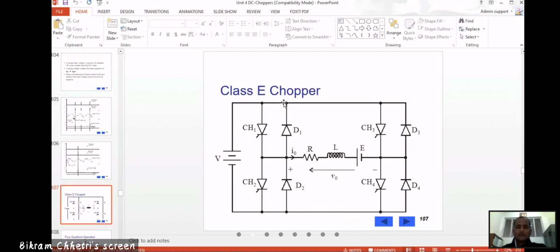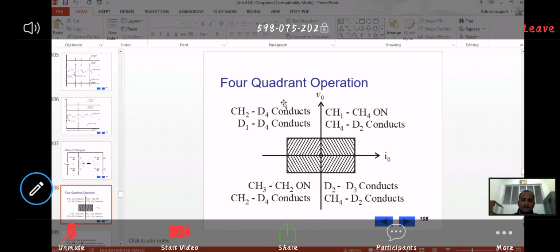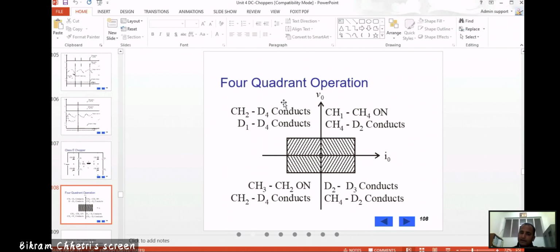Now we'll see the class E chopper. The class E chopper operates in all four quadrants. It has four thyristors and four diodes placed in a different configuration. In four quadrant operation, it operates in all the four quadrants, where the choppers CH1 and CH4 are on in the first quadrant, and in the second quadrant CH2 is on and D4 conducts. So all these are for the different quadrants.